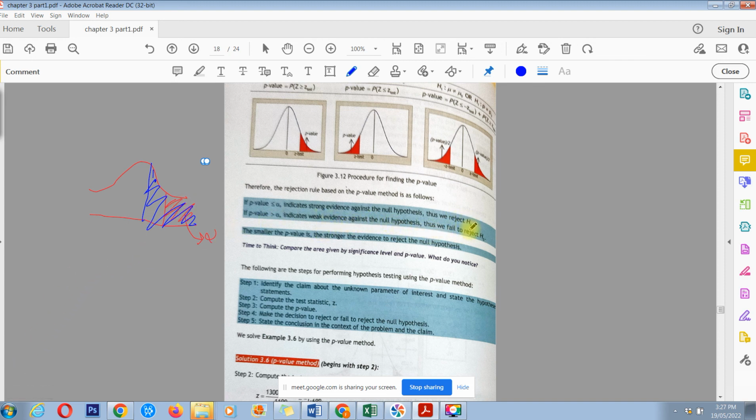Thus we fail to reject the H null, because its value here, if we compare with the previous method, before this we said for example 1.96 here. So here it is 0.7, something like that. So it is less than this. Only now we calculate using the region area. How much is the region area. That's why the statement is like this.